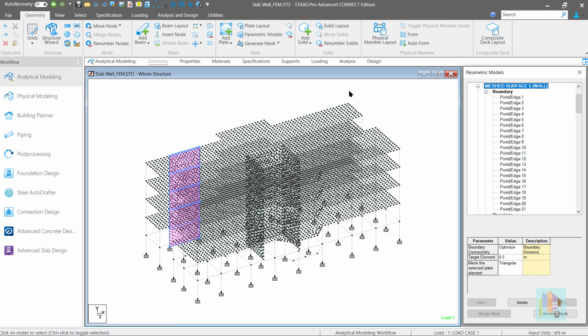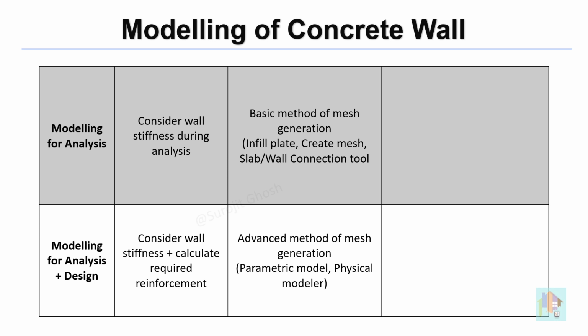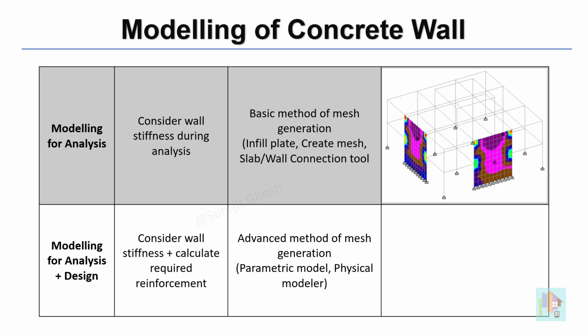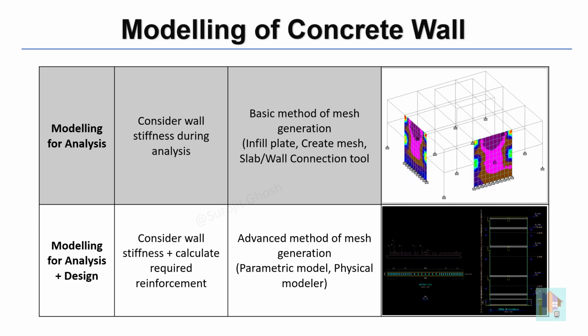In the last video, we explored a few basic options using which we can model a vertical meshed surface, like infill wall, create mesh or slab wall connection tool. All these are very simple with several limitations. There are two aspects of modeling a wall. Use the wall stiffness during analysis and design the wall to find the required reinforcement. Using basic options, we can model a vertical wall only for analysis purposes.